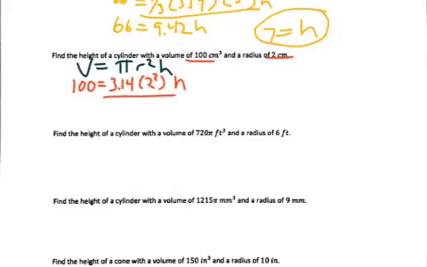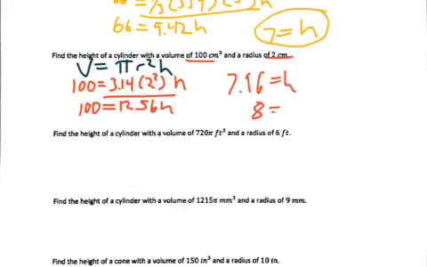Enter that into the calculator. 3.14 times 2 squared. You get 100 equals 12.56 h. And like in all the previous steps, we're going to divide both sides by 12.56. So 100 divided by 12.56 is 7.96 equals h. Or if you just wrote 8 equals h, that would be good too.